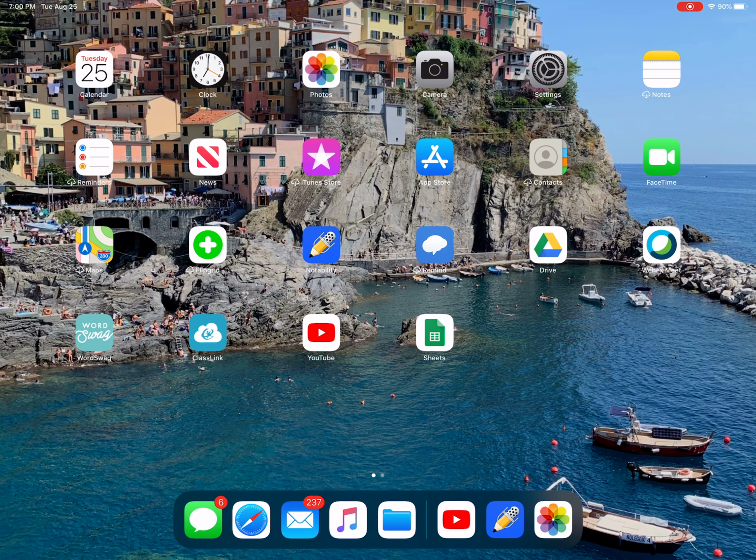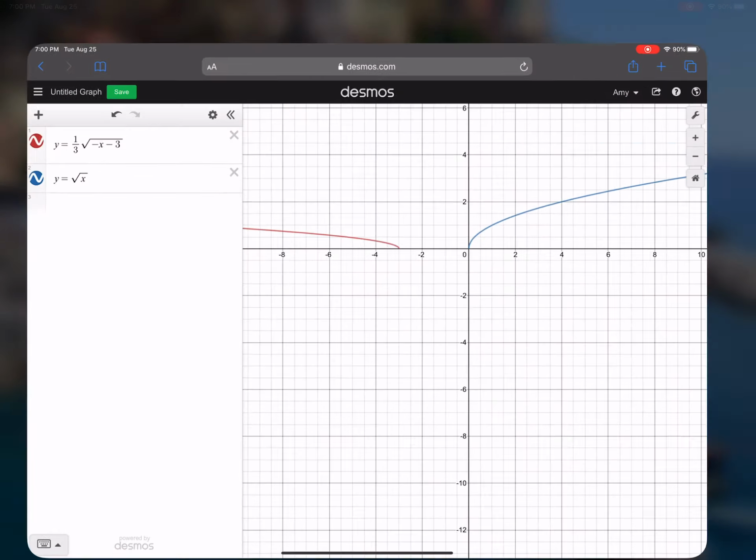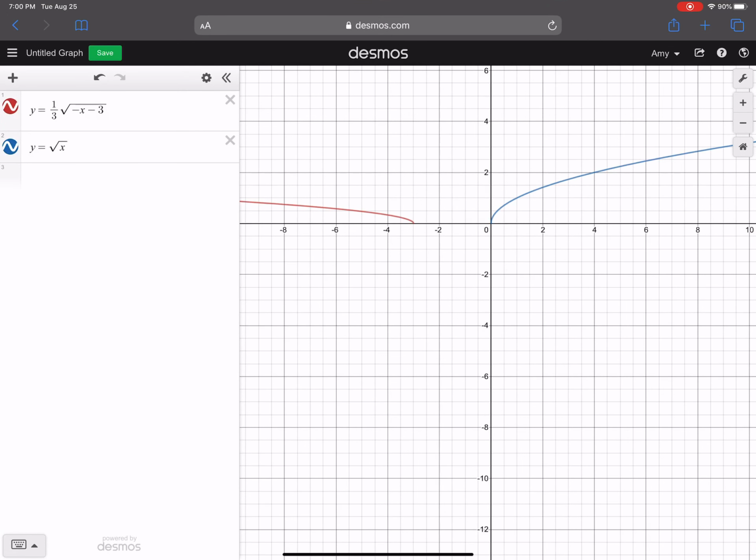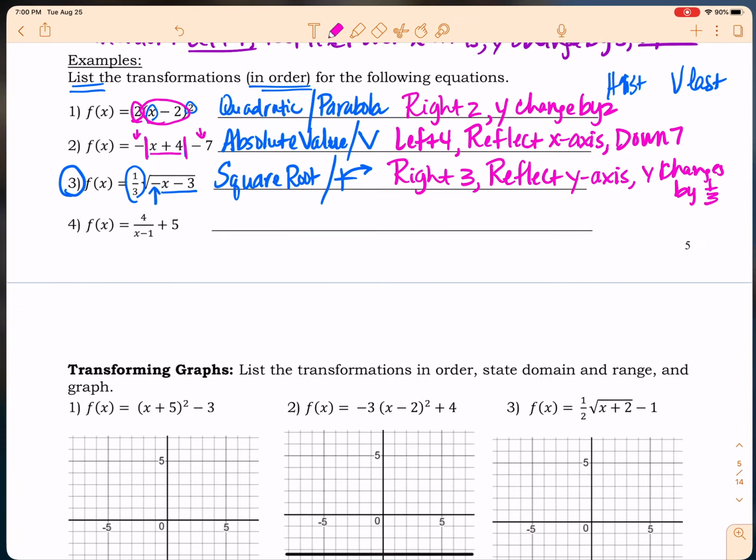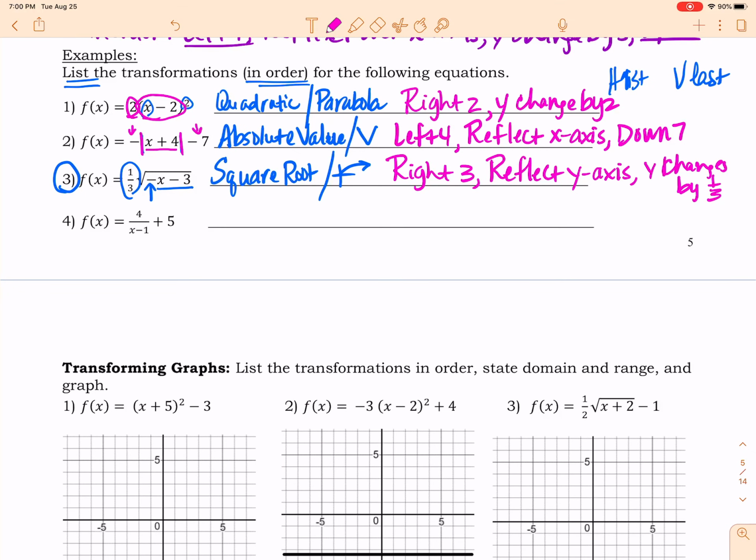I created it in Desmos, if I can find it. Here we go. So your original function, your parent function, is in blue over here to the right. And then if you'll notice, the other one is red. So if you can see that there, what happens is, I've got movement to the right, so I would move from the origin all the way over to the 3, then it reflects across y, and then it gets flatter because the y's are multiplied by 1/3 of what they normally are. So hopefully that makes sense to you when you see it that way.